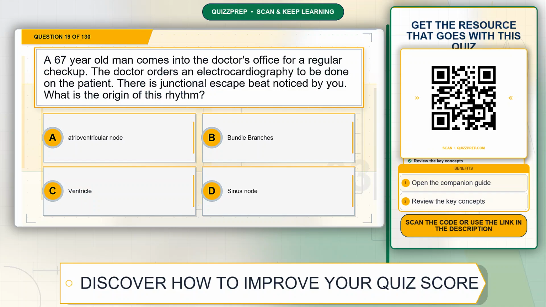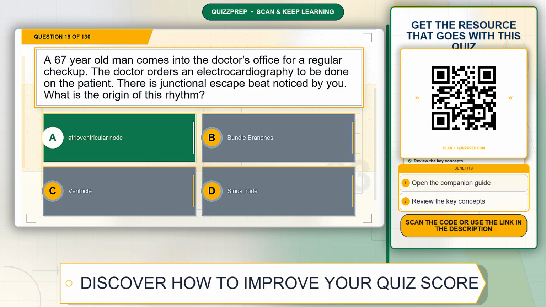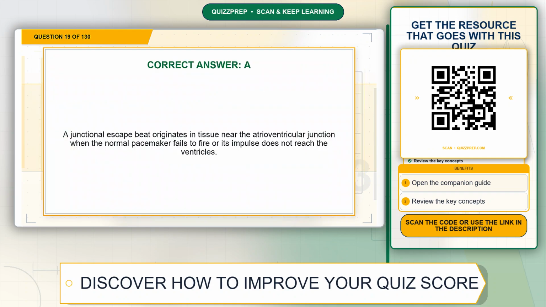Question 19. A 67-year-old man comes into the doctor's office for a regular checkup. The doctor orders an electrocardiography to be done on the patient. There is a junctional escape beat noticed by you. What is the origin of this rhythm? Option A, atrioventricular node. Option B, bundle branches. Option C, ventricle. Option D, sinus node. The correct answer is option A, atrioventricular node. Explanation: a junctional escape beat originates in tissue near the atrioventricular junction when the normal pacemaker fails to fire or its impulse does not reach the ventricles.